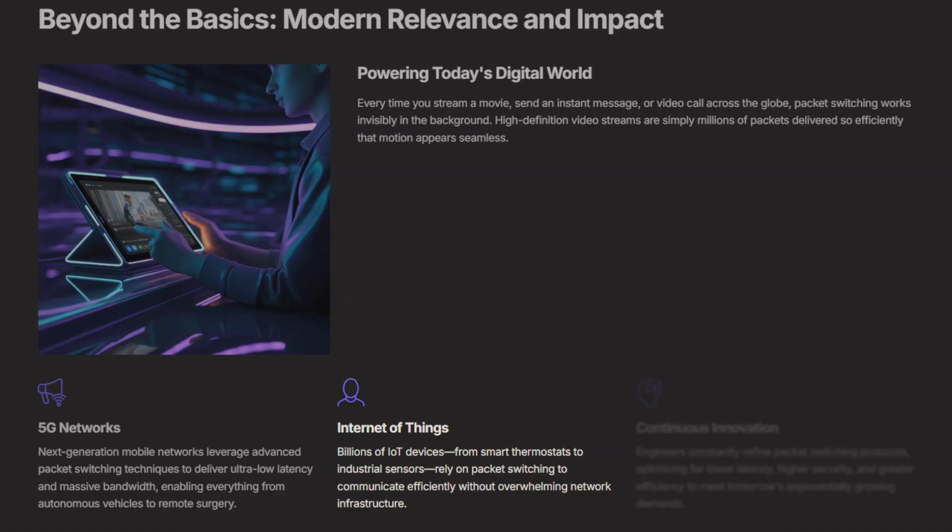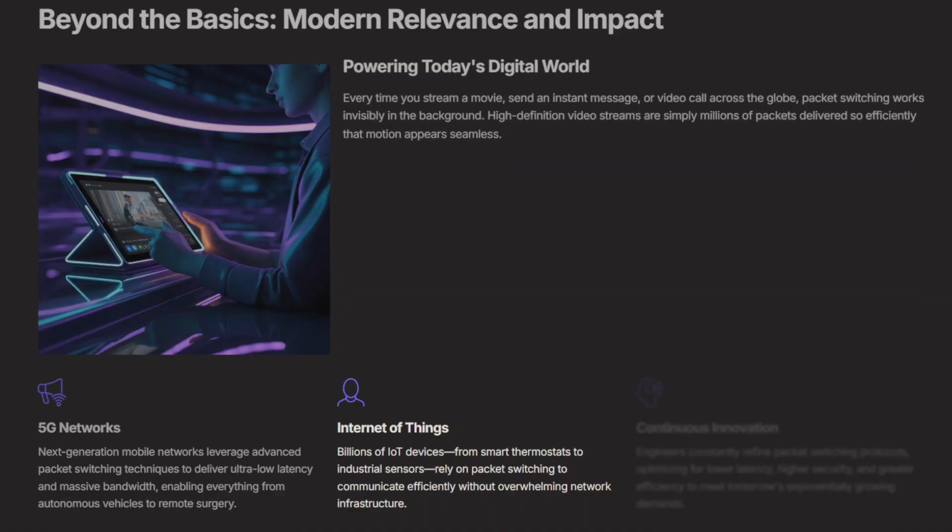Milliseconds matter there. Wow. And what about the Internet of Things, all those billions of tiny devices coming online? Another perfect example. Imagine trying to give every smart thermostat, every sensor on a farm, its own dedicated circuit switched line. It would be impossible. A nightmare. But packet switching handles it beautifully. These devices usually send tiny bursts of data, a temperature reading, a status update. Packets are perfect for that. They zip across the shared network without needing a constant open line.